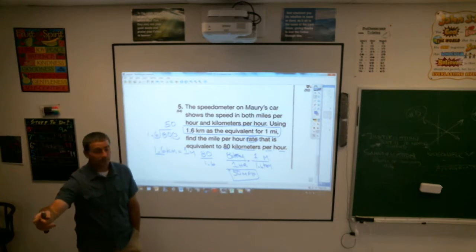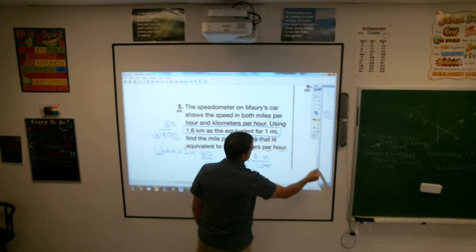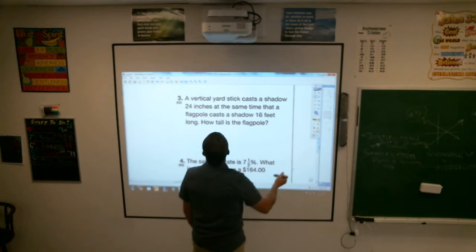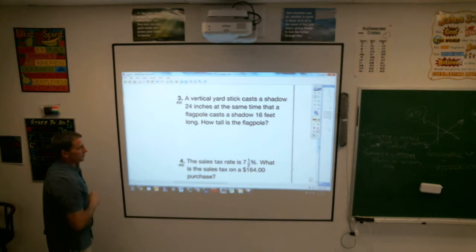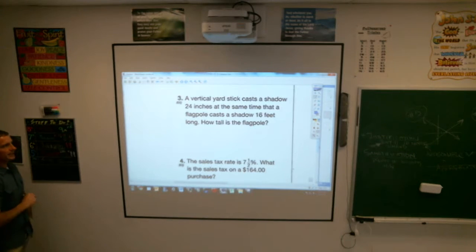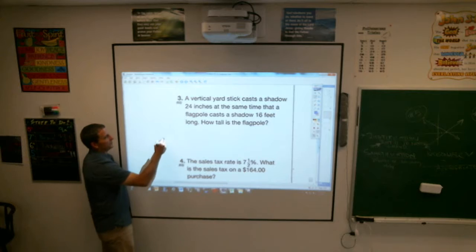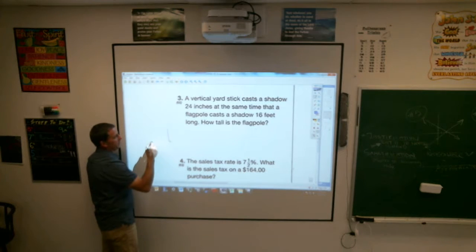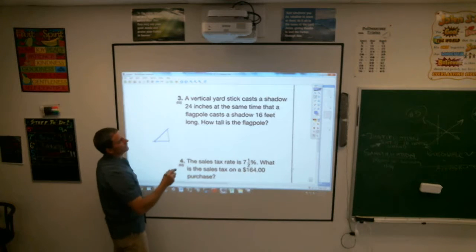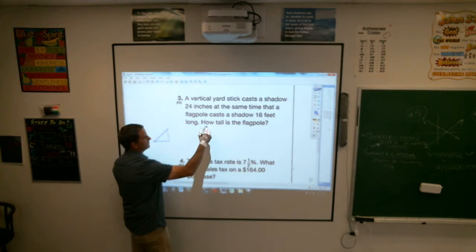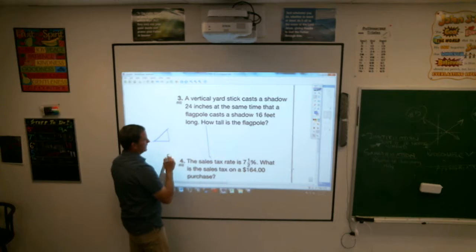What number? Number 3. A vertical yardstick, oh, this is a good one. 24 inches at the same time that a flagpole casts a shadow 16 feet long. How tall is the flagpole? This is similar triangles, people. I would start off with this. Here is your yardstick and its shadow. And you've got a flagpole. I guess I should have drawn that. And its shadow.